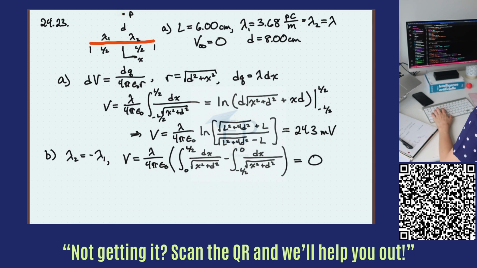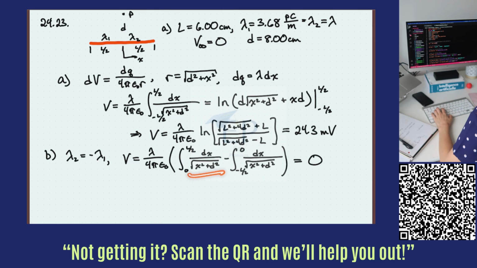Now, in the second case, we can either go through and do this integral again. Now we have to divide it up because part of it has a positive charge distribution, positive charge, and part of it has a negative charge. So we can divide it up, but what we can also see just by symmetry is that we'd expect that the voltage here should be 0.